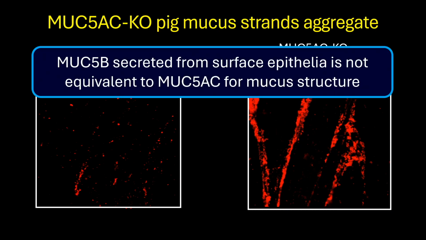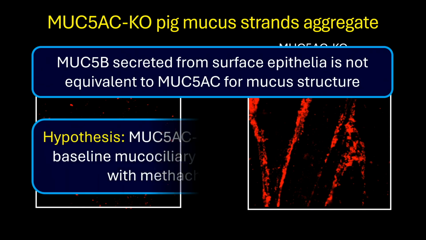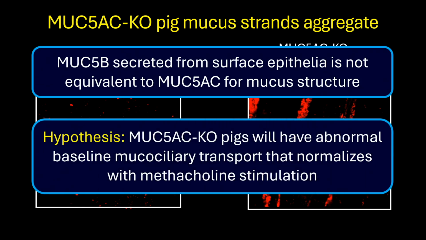These data suggest to us that MUC5B secreted from the surface airway epithelium is not equivalent to MUC5AC in mucus structure. But what about mucus function? We wanted to evaluate mucociliary transport in these animals. Based on the alterations in mucus structure, we hypothesized that MUC5AC knockout pigs will have abnormal baseline mucociliary transport, but that it could normalize with methacholine stimulation.